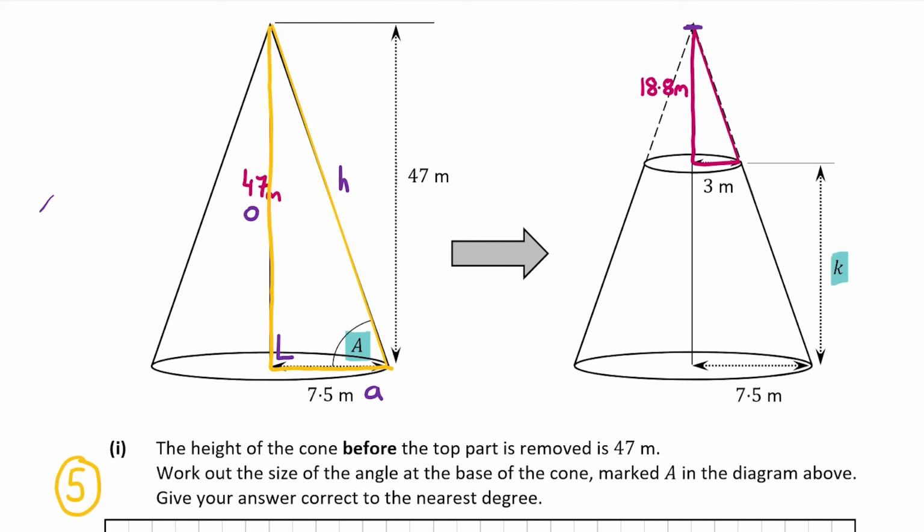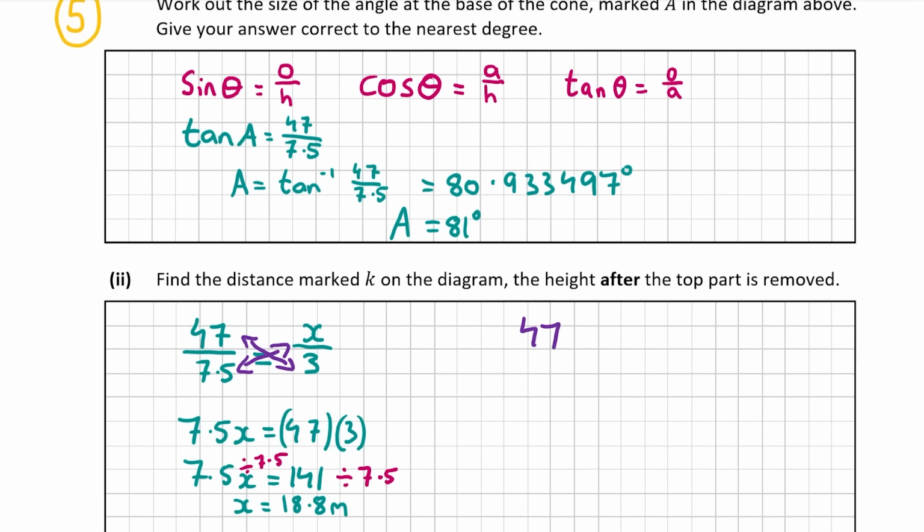And remember what I said, we don't want the x there, we want k. But now that we have the x, which is 18.8, I can take that away from 47, and that will give me k. So if you take 18.8 away from 47, you're left with 28.2. So then k is equal to 28.2 meters. And that's our answer for B part 2, which is worth 5 marks.